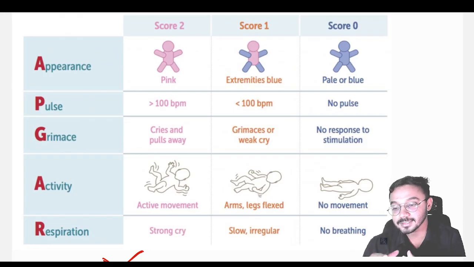If the heart rate is less than 100 beats per minute, or pulse rate or heart rate, then you are going to give the score 1. If there is no pulse, the heart is not functioning at all, score 0. 0 is a very bad score.